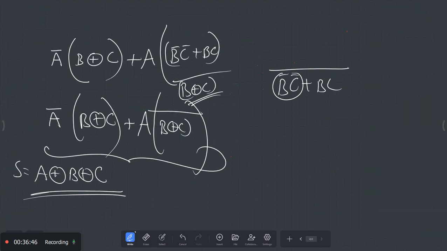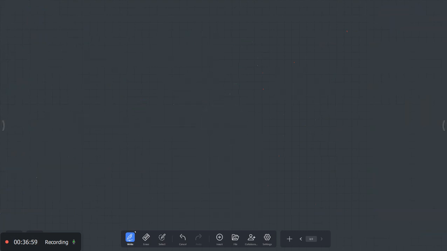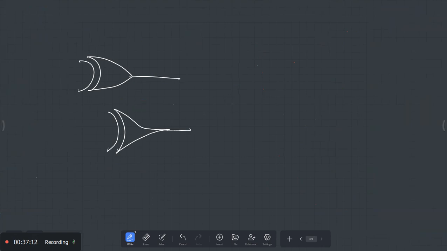Now can you implement it using gates? Yes or no? You can implement it using an XOR gate. XOR gate is available, right? You know the symbol of the XOR gate, and you know how to do that. Now I will write how many XOR gates are required for my sum. One XOR gate, another XOR gate. You are almost done with the next chapter, which I am going to teach you. This is what the next chapter actually is.